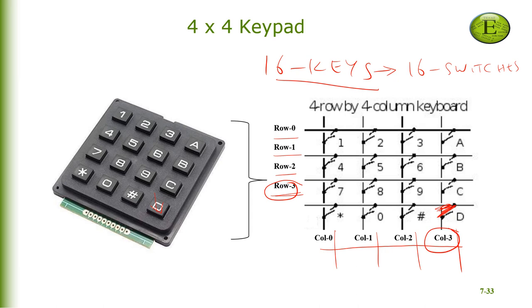Therefore, whatever voltage signal we have, let's say high voltage signal, or actually we're going to use the low, the same will appear on the column 3 wire. Now our job is essentially to scan this 4x4 keypad and to be able to determine which key has been pressed for further processing. And we're going to interface this keypad to our microcontroller.